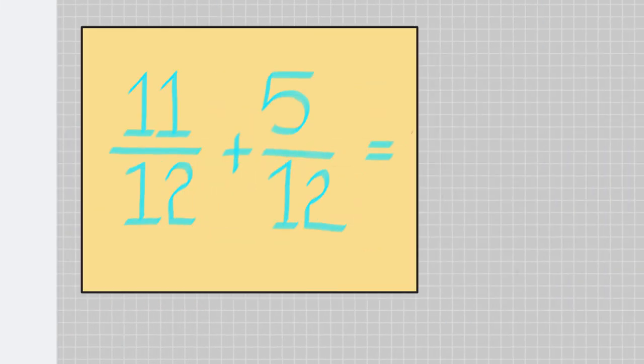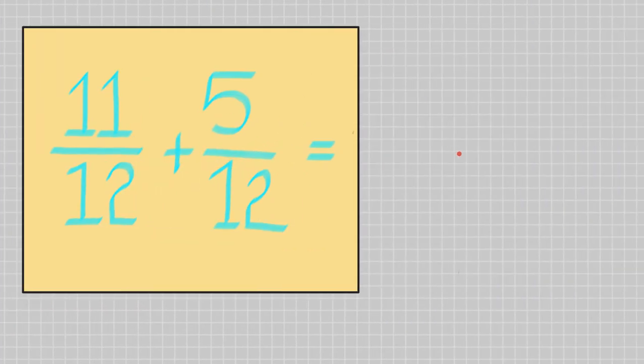Okay, let's move. How about this one? Take a look at 11 over 12 plus 5 over 12. Again, these fractions are similar because the denominators are the same. So we can simply add the numerators right away. 11 plus 5 will give you 16. Then simply copy the denominator, which is 12.